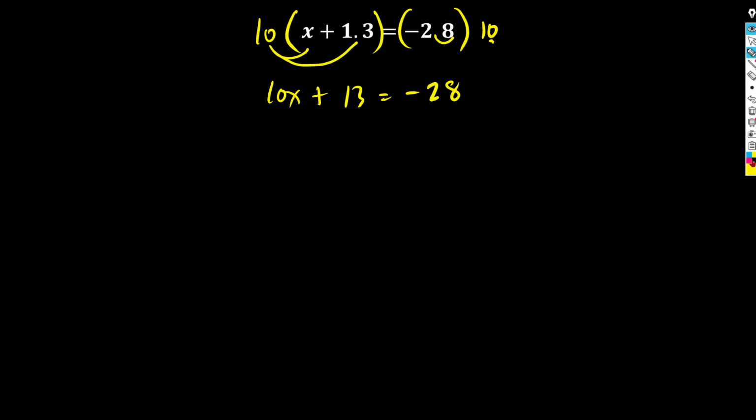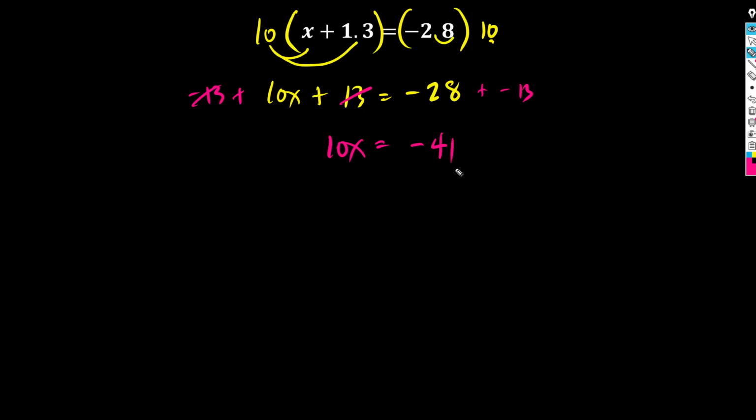O, solve na ako ngayon. What do I do now? I add negative 13 to both sides of the equation to eliminate this. I'm left with a 10x on the left. And you have, what is this? Minus 28 plus minus 13. What would that be? That would be a minus 41.